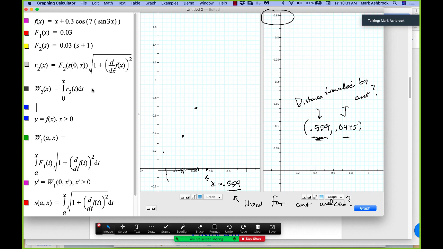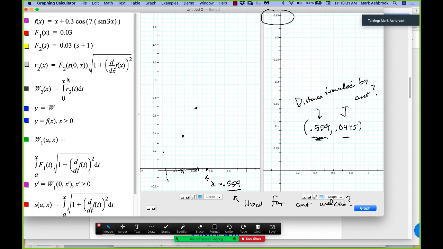So, oh, please let this work. We got lots of functions going on here. So there I did the work. That's the rate of change of work. So 2.